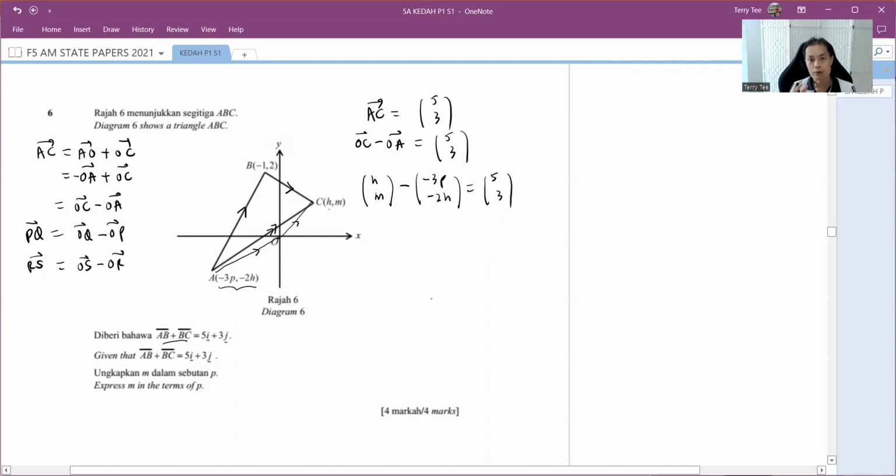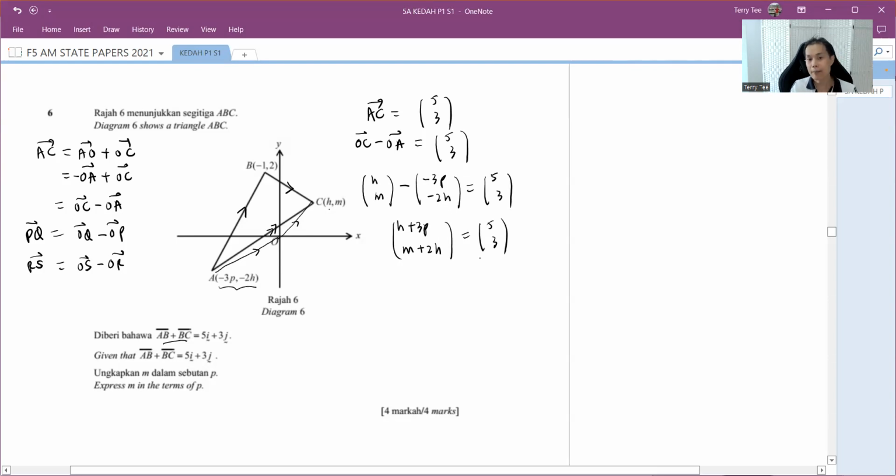So what I need to do is put them together: minus minus is a plus. So it's h plus 3p and m plus 2h. Put them together, the result is (5, 3). Okay, now here's the thing.